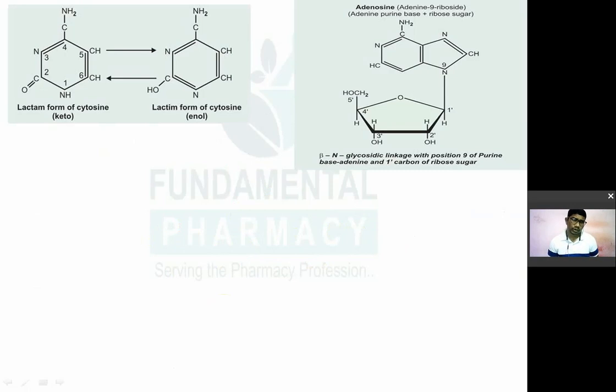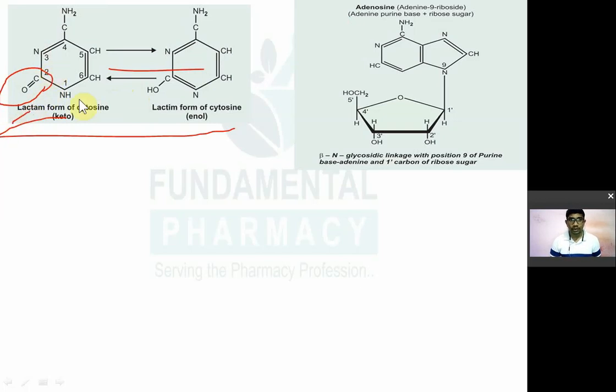Now the structure of whatever nucleotides are there, okay? So purines and pyrimidine bases, not nucleotides, purines and pyrimidine bases. They may show keto-enol formation. The purines and pyrimidines can show keto-enol formation. You can see over here, it is the keto form of your cytosine. There is a ketone group here, so it is known as the lactam form.